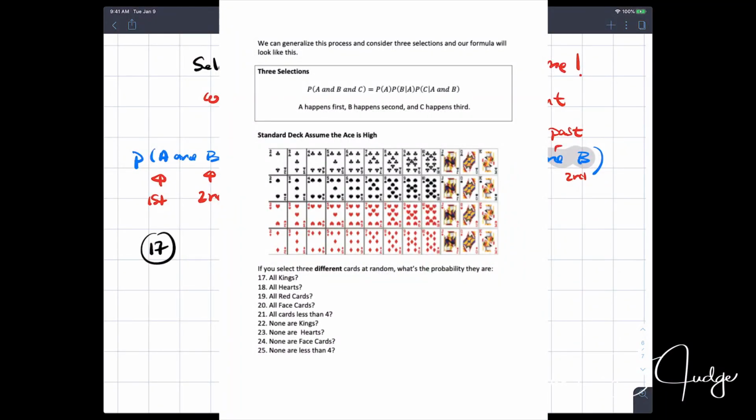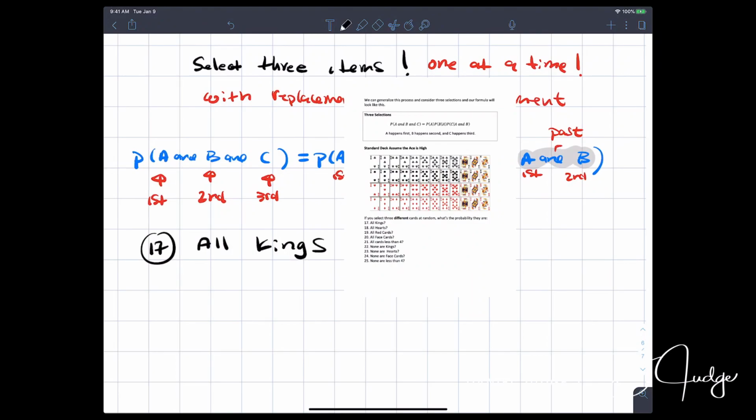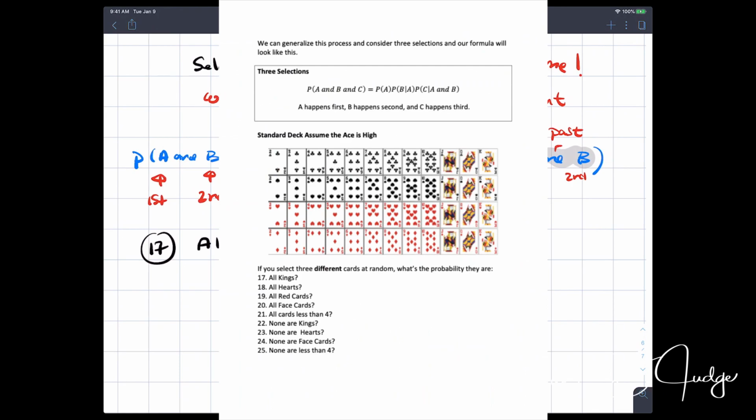So I'm going to now look at question 17, for example. And we got to read this. It's important, right? So what you're saying here is that if you select 3 different cards at random, what's the probability they are all kings? Now, all kings. Now, I want you guys to pay close attention to the question. I'll read it again. You select 3 different cards at random. So we know it's not selecting 1, it's not selecting 2, it's selecting 3. Of course, we do it one at a time.